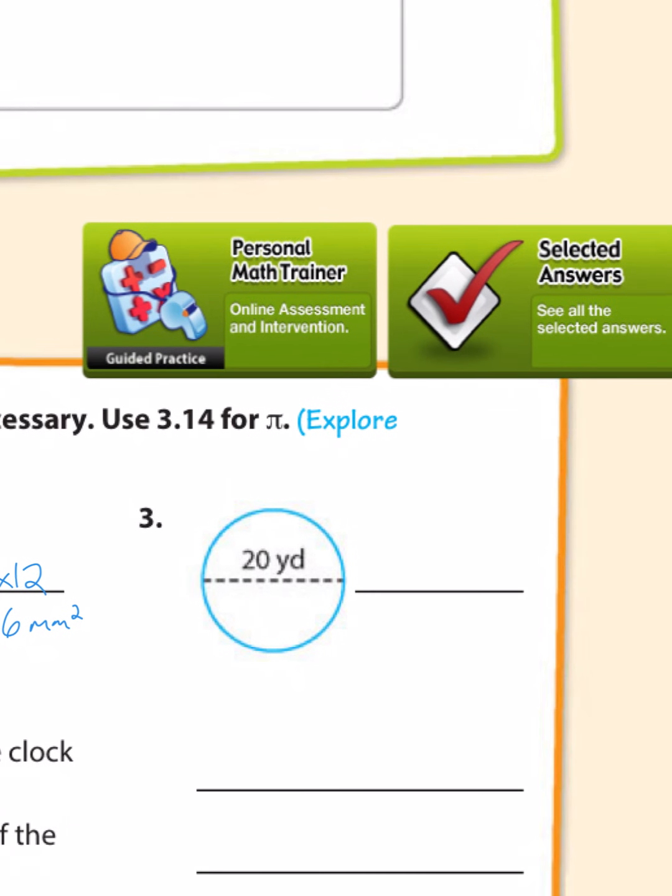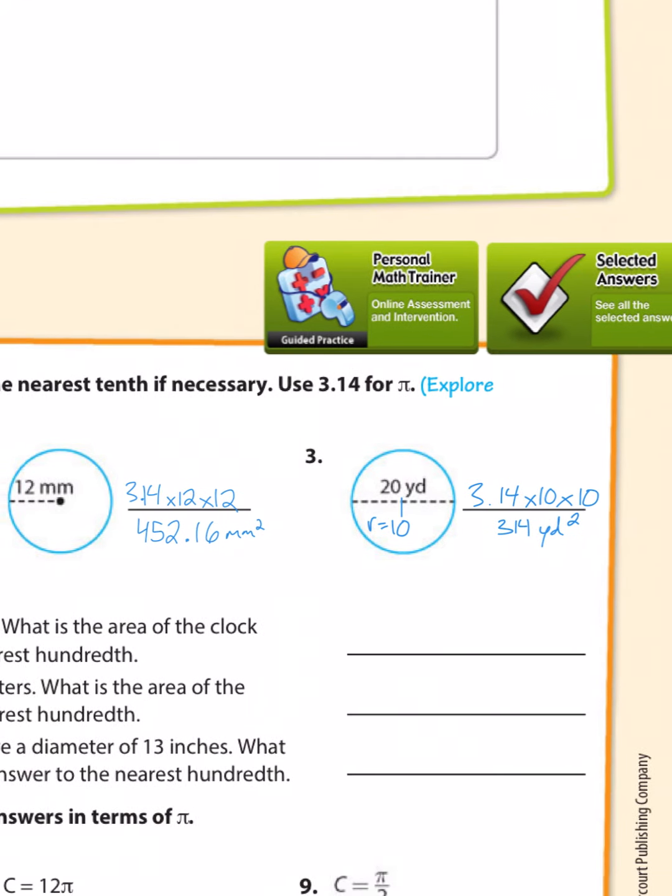All right, try this one on your own. I want you to pause the video. When you play it back, I'll give you the answer. All right, if the diameter is 20, that means the radius is 10. Yes, we already solved for radius 10. 3.14 times 10 times 10 is going to be 314 yards squared.